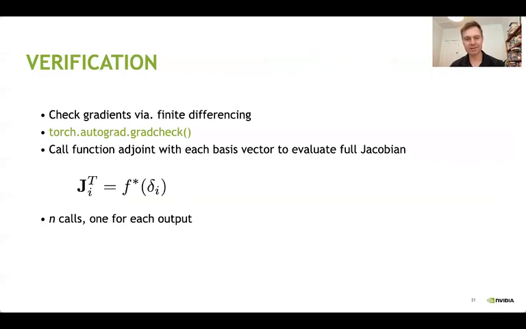The nice thing about auto differentiation is that it's relatively easy to check that your algorithms are working. We can use things like torch autograd gradcheck, which essentially evaluates the full Jacobian of a function by repeatedly calling the reverse mode autodiff, one call for each row of the output. This is just a little debugging tip. If you're implementing this yourself, I really recommend using these tools to sanity check your gradient.